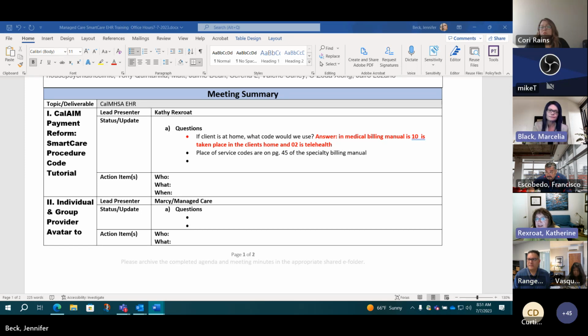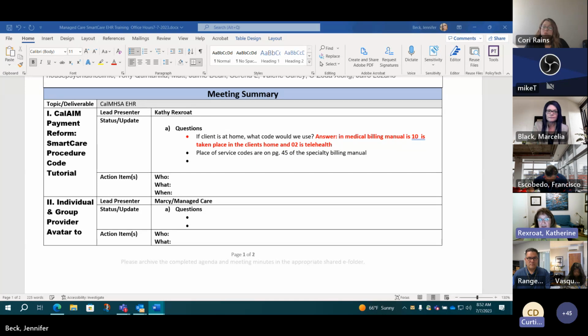No. But the place of service code would be the same whether you're using the CMS 1500 form for an individual group provider or the flat file for the large organizational providers. The place of service code would be the same across the board, that code set. And by the way, Curtis, the group home place of service code is 14.